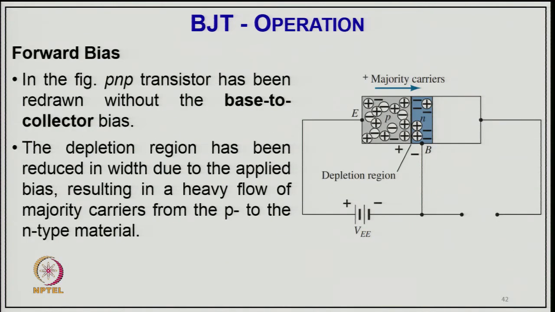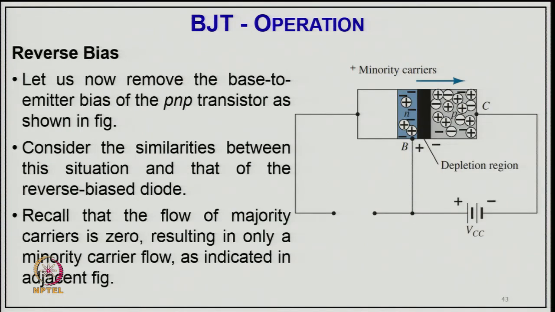Coming to the forward bias, to explain it, the forward bias in the figure of the PNP transistor is applied without the base collector bias on this side, and the depletion region has been reduced due to the applied biasing, resulting in a heavy flow of majority carriers from P to N type material, because you are connecting a positive terminal. So, from the positive terminal, holes virtually move towards this region, this being a forward bias also here. So, majority carriers, holes, move from this side to this side, and this is typically the reverse bias.